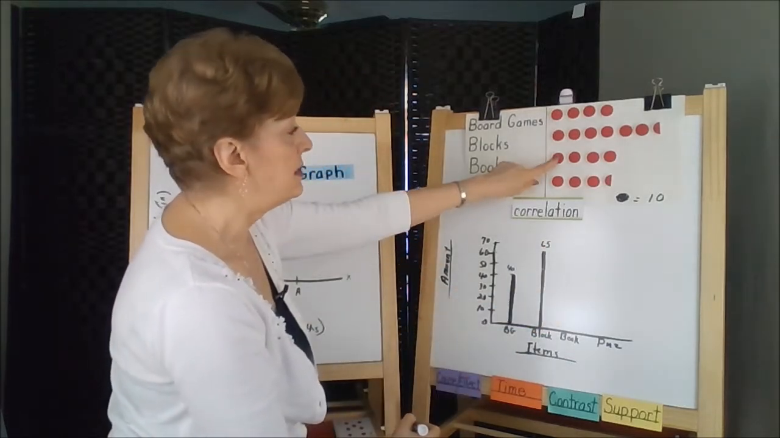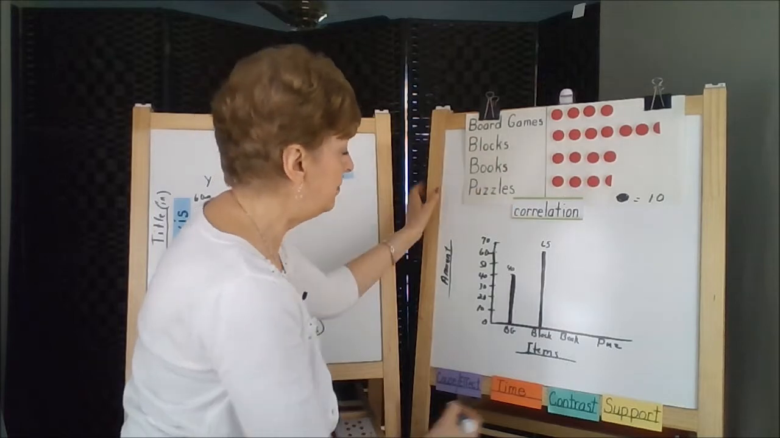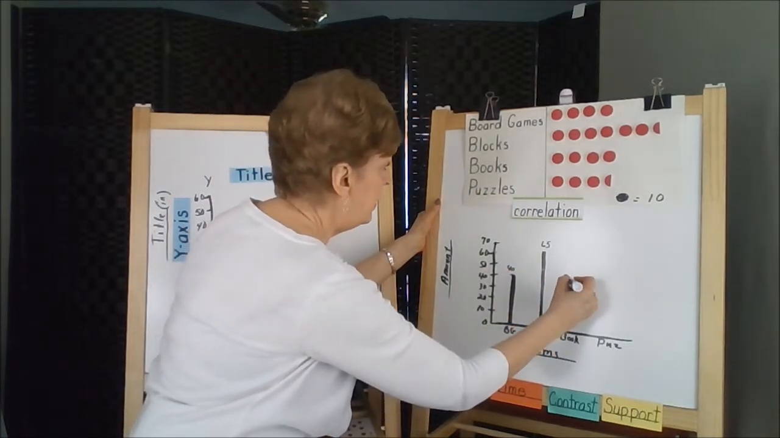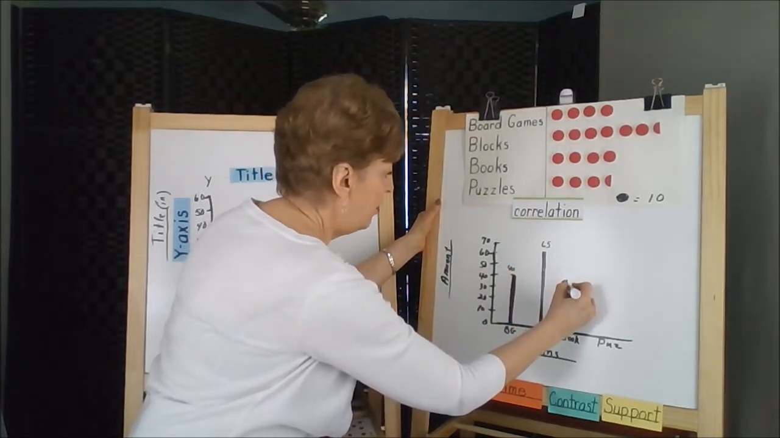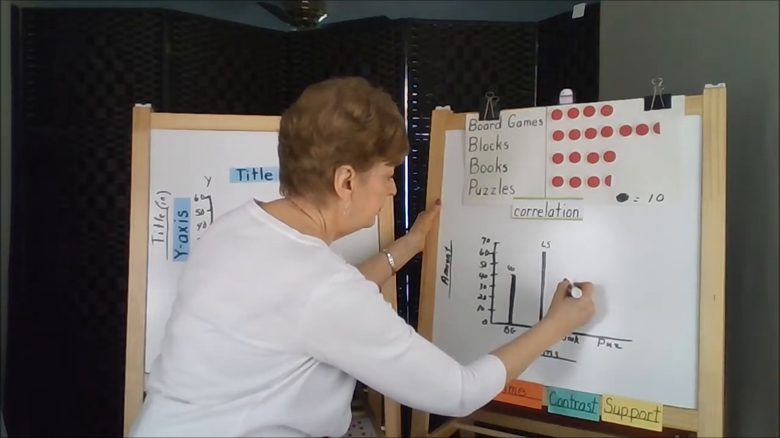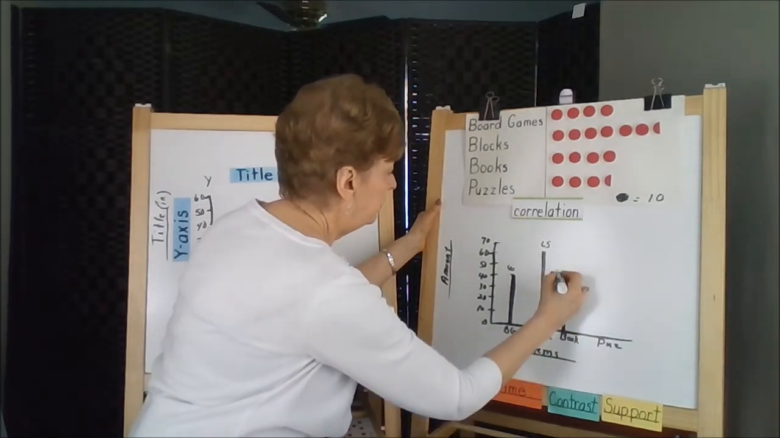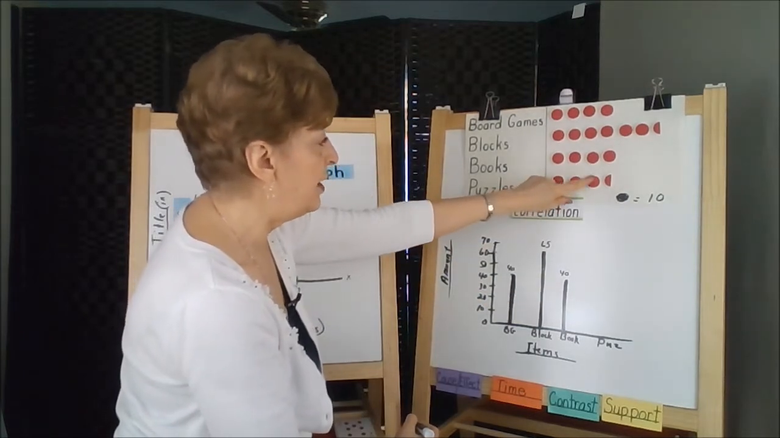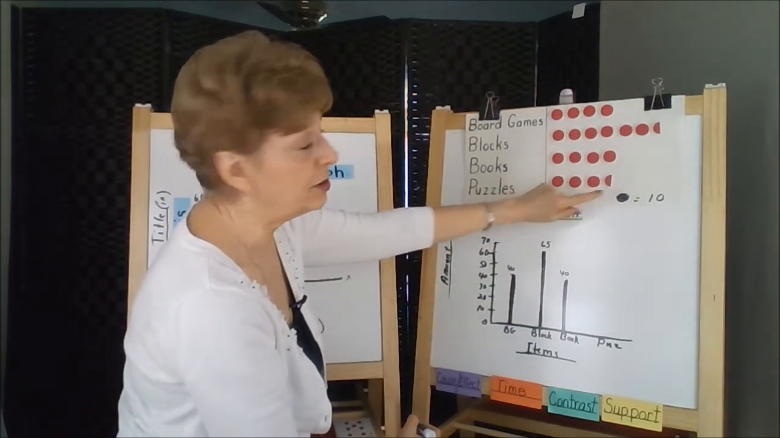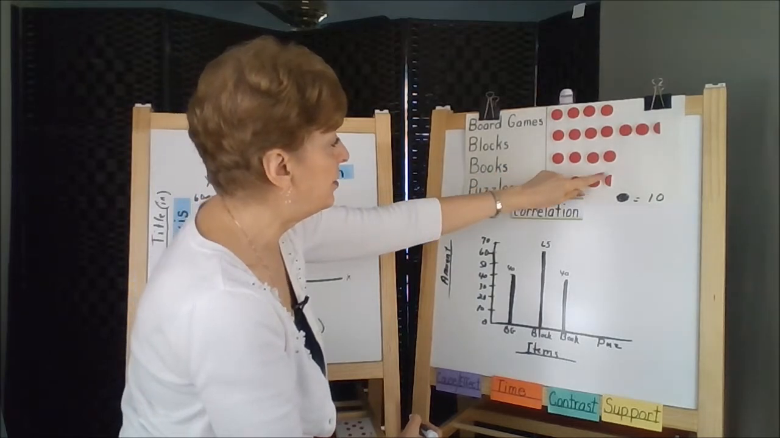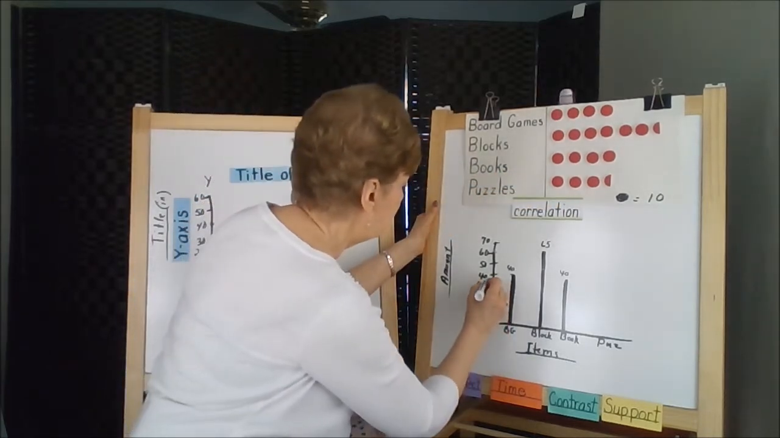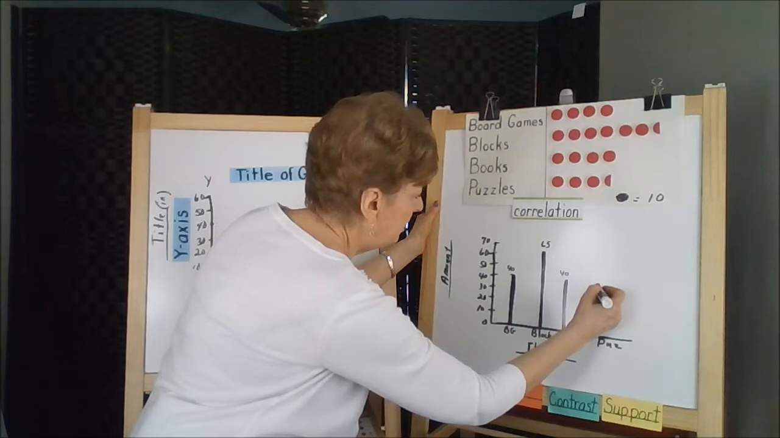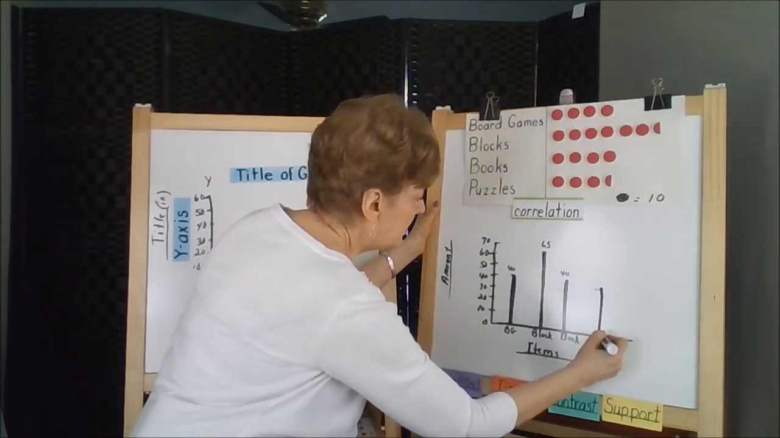The books, 10, 20, 30, 40. That was the same as the board games. And the puzzles, 10, 20, 30. Oh, no, here's another half circle. So 10, 20, 30, 35. So let's go here for the puzzle.